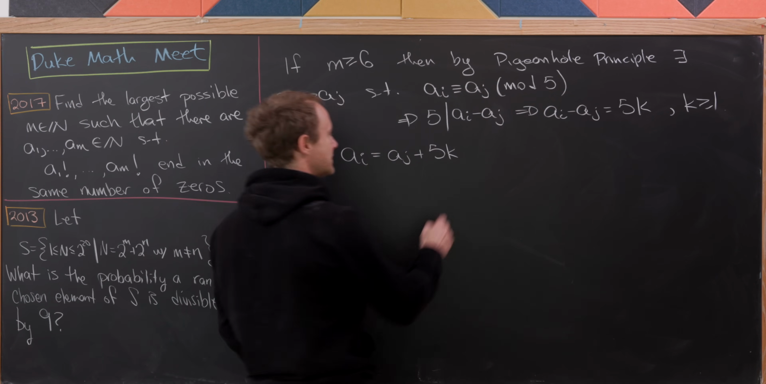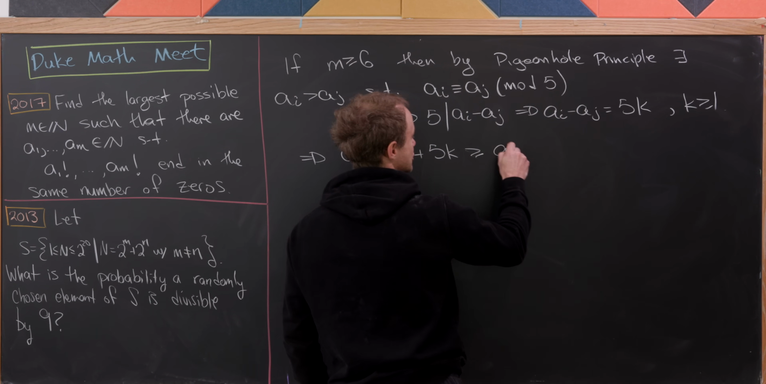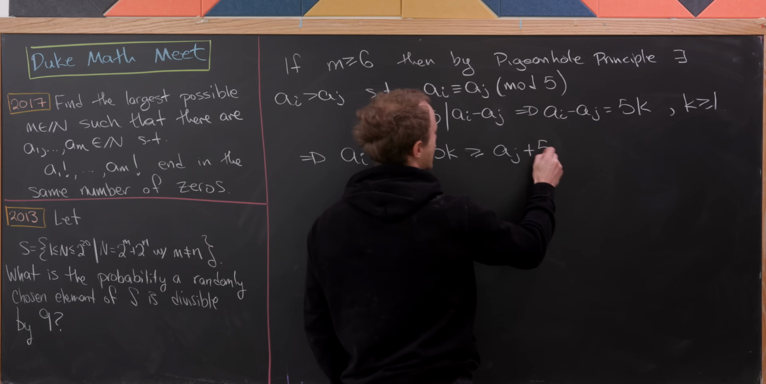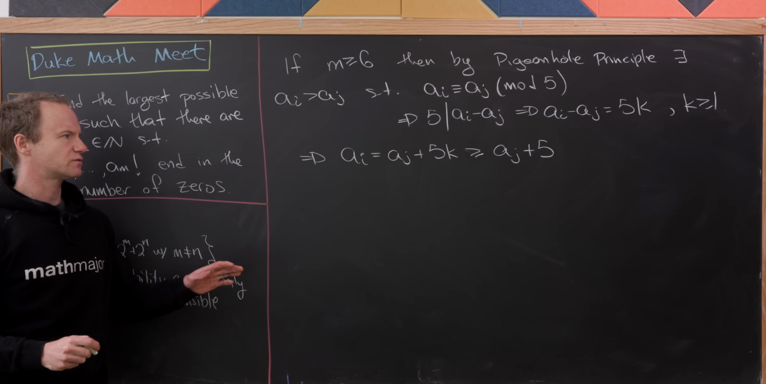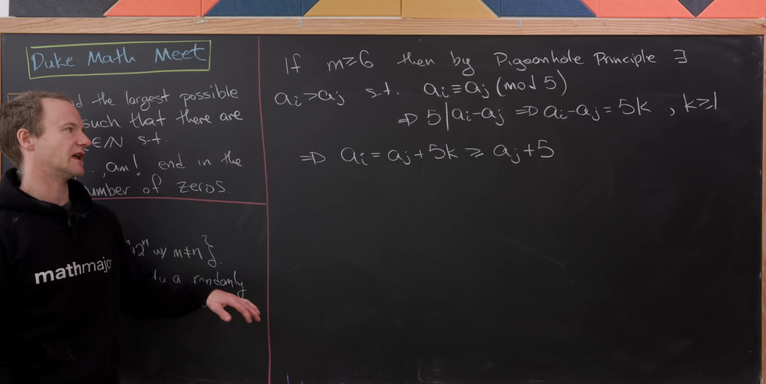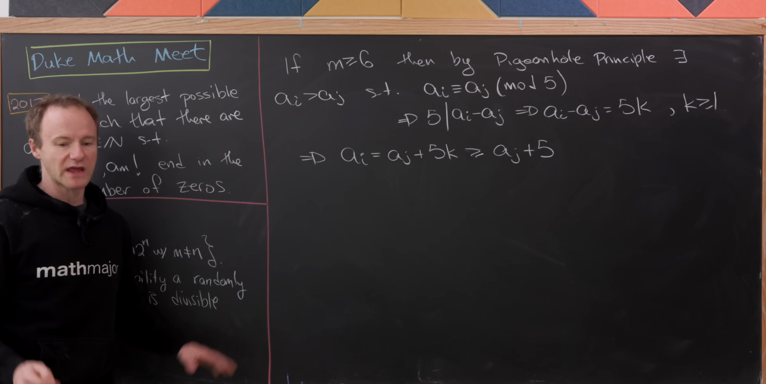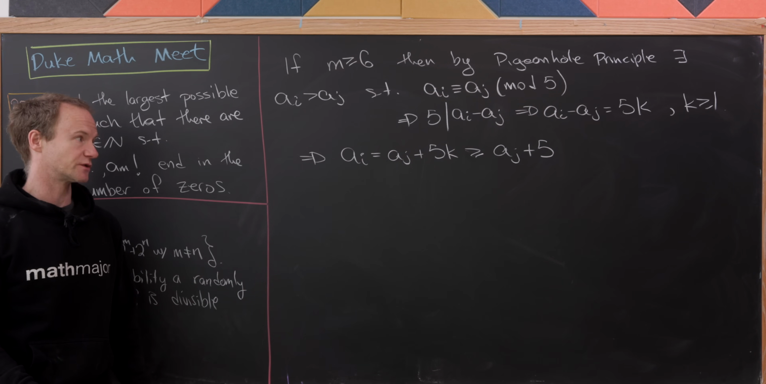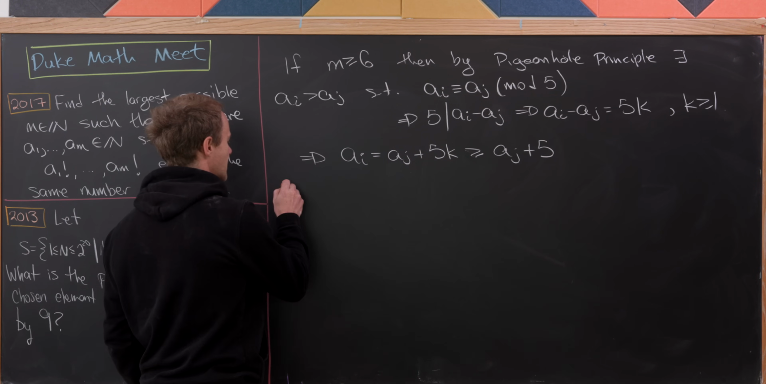But then that's going to be bigger than or equal to aj plus the number 5. Most of the time it's strictly bigger if k is strictly bigger than 1, but since we have the possibility of k being equal to 1, we get equality here. And now we're kind of ready.